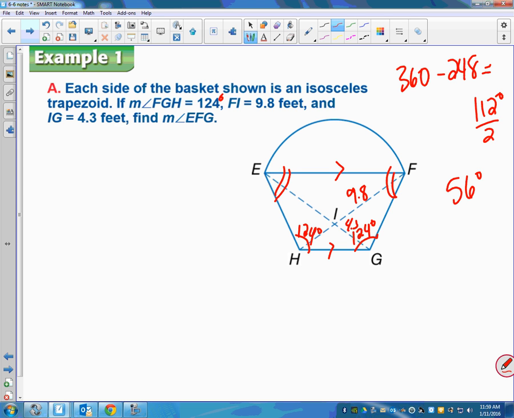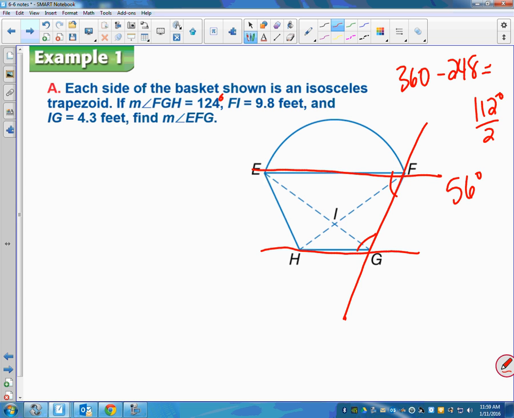Ooh, could you do consecutive interior angles? Because it's parallel lines, yes. So remember that in parallelograms, we said consecutive interior angles always add up to 180. This is not a parallelogram, but this line is parallel to this line. This is a transversal, so those are consecutive interior angles for parallel lines, which means we could have just subtracted 180 minus 124 and got the same answer. I would have totally done it the longer way, because I wouldn't have thought about that, but yes, that works.